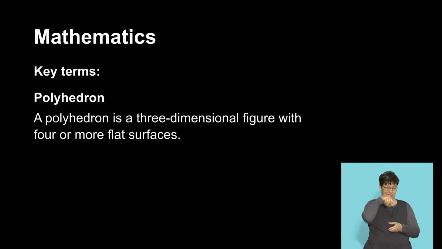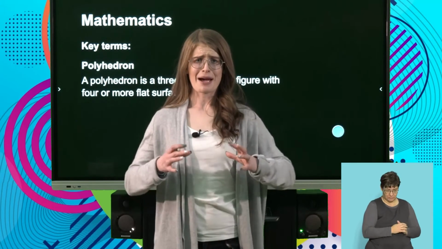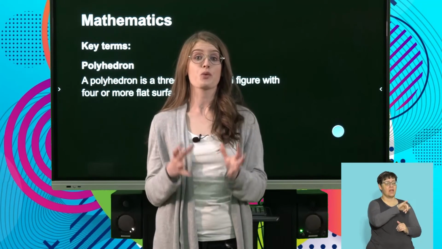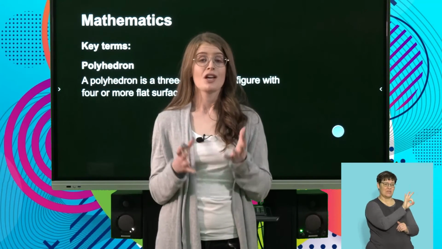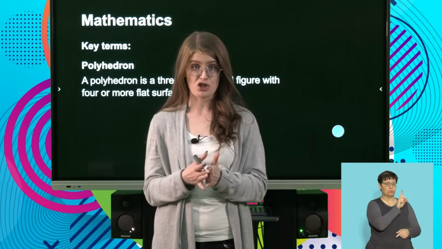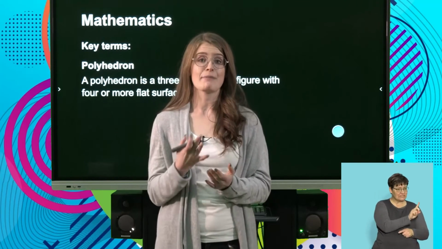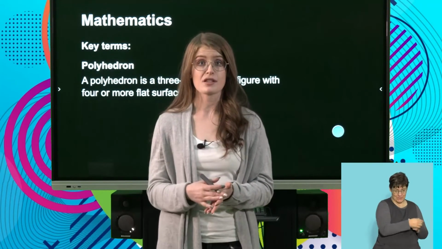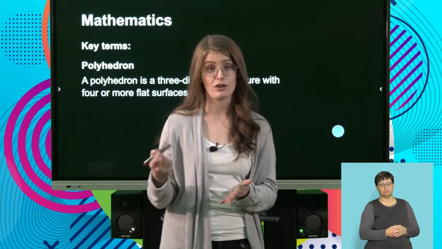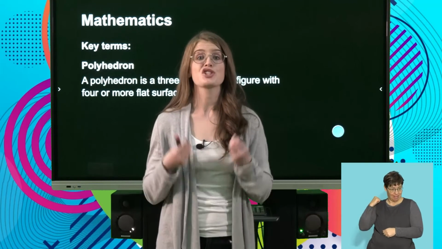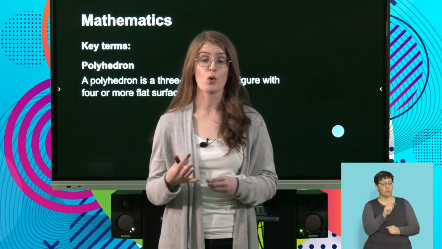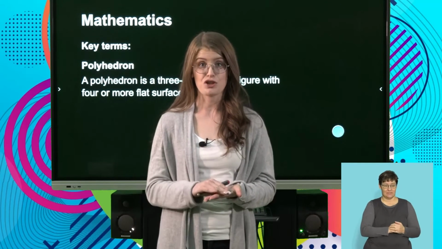So just a reminder about what a polyhedron is. A polyhedron is a three-dimensional figure with 4 or more flat surfaces. So everyone, just a reminder, a polyhedron is a three-dimensional shape. It's not a two-dimensional shape. A two-dimensional shape is something that can occur on a flat surface. So if I were to draw a triangle on the board behind me, that is a two-dimensional shape because it is drawn on a flat surface.